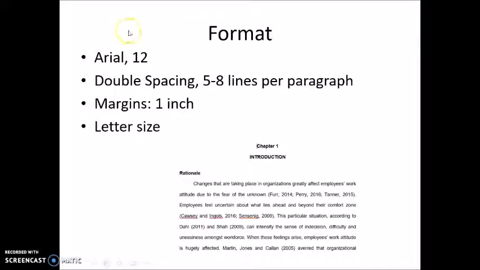Okay, so ang margins natin, dito sa left side is 1, dito sa top is 1, sa right 1, at saka sa bottom 1. Margins yan. Ang size naman ng papel should be letter size or short. Okay, so this is an example of how it looks.